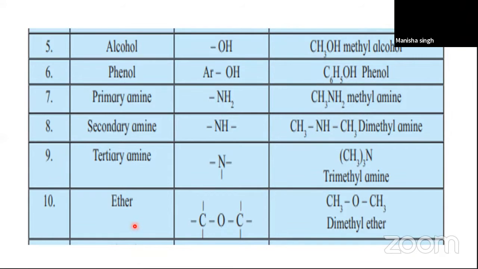Now the next one is ether. In ether, the functional group is carbon bonded to oxygen, and then that oxygen bonded to another carbon. So C-O-C is the functional group for ether, and there can be any alkyl groups attached. So see the example, CH3OCH3. This is the example, that is dimethyl ether. Next slide, please.